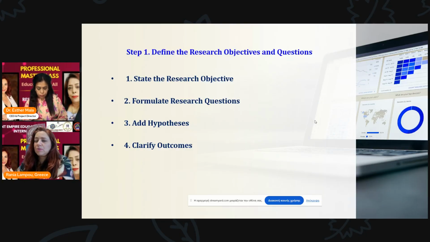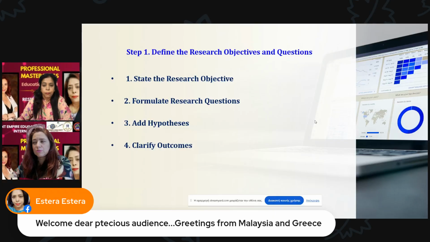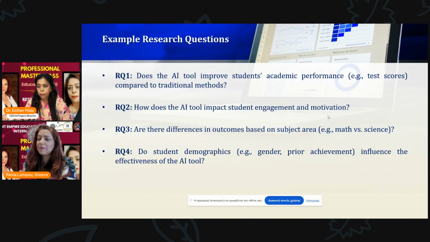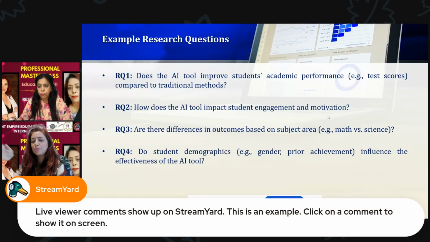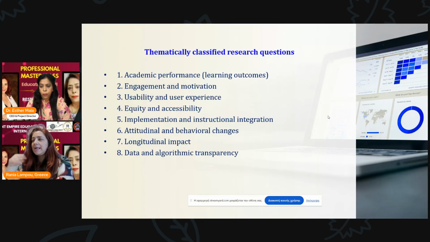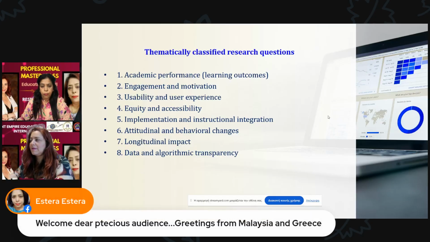So the second step is to formulate research questions, because these guide the specific aspects that you want to investigate. Good research questions are measurable, focused, and aligned with your objective. Some examples of research questions: Does the AI tool improve student academic performance? How does the tool impact student engagement, as I mentioned before? Do student demographics influence the effectiveness of an AI tool? And some thematically classified questions are related.